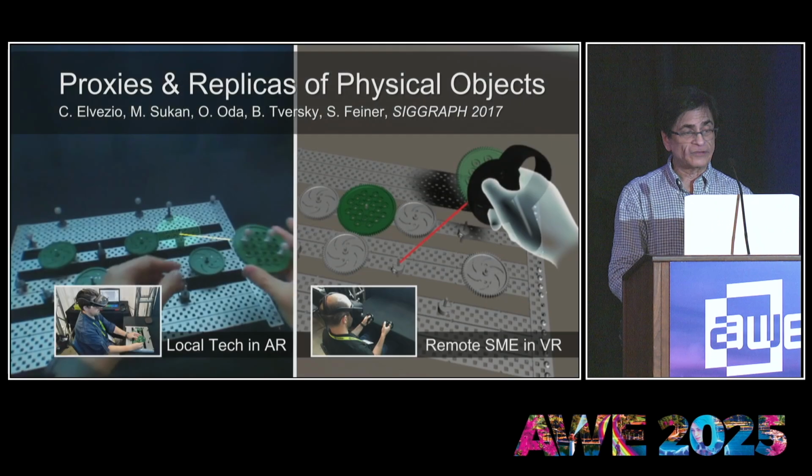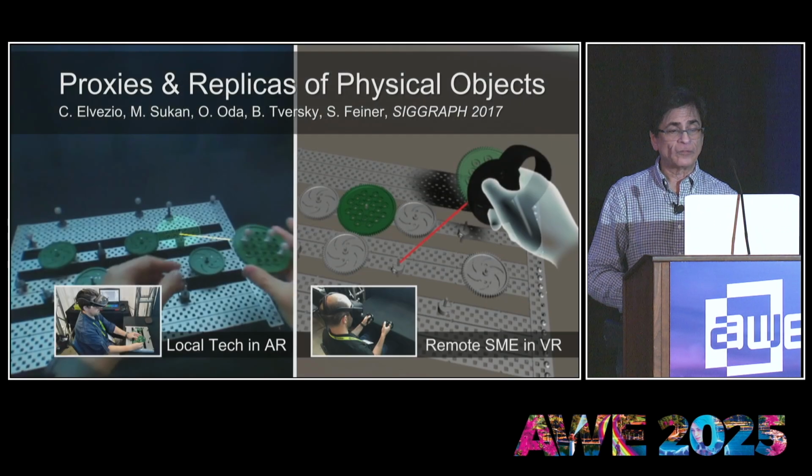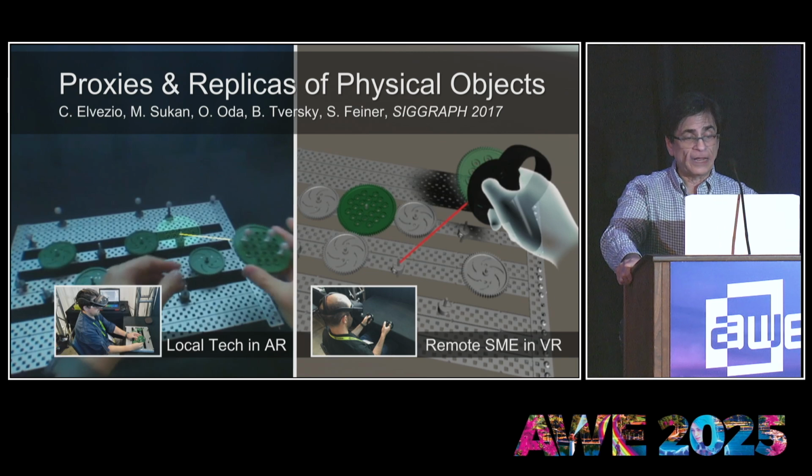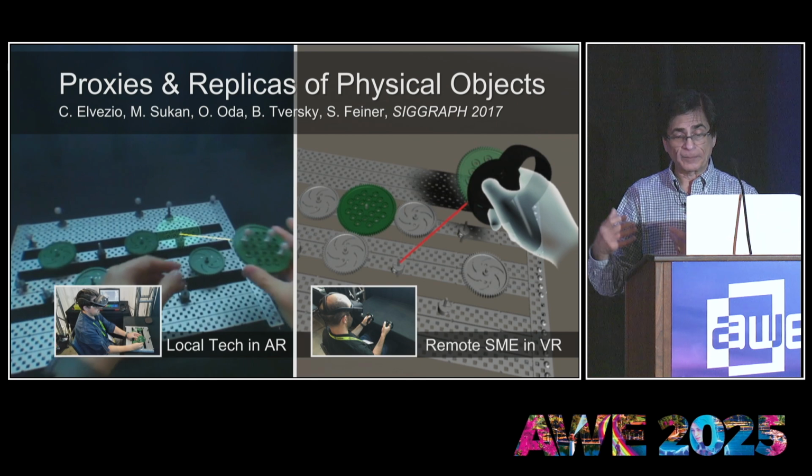So let me give you an example of that in some work that we showed off at SIGGRAPH in 2017. Here we have a local technician in AR. There's a task domain that consists of a chassis with a bunch of gears and axles. And then we have a remote SME, or subject matter expert, and their job is to tell that local technician, show that local technician what they should be doing. And they're going to do this by creating these replicas.